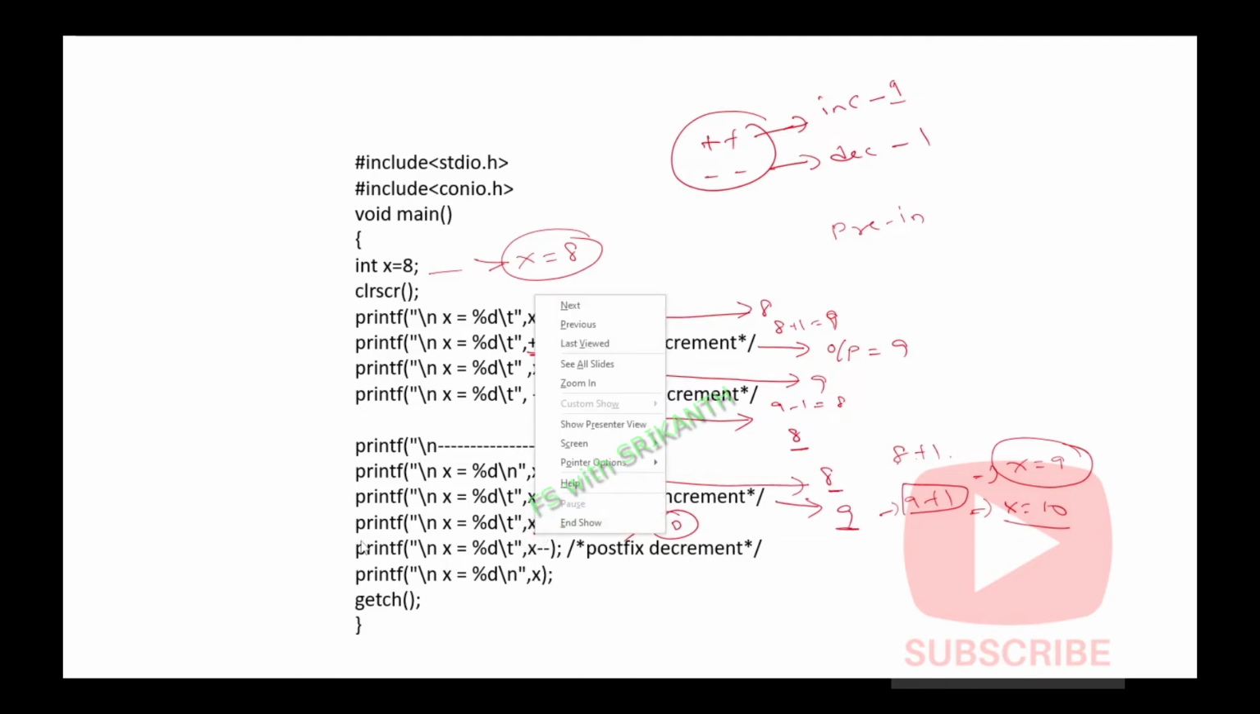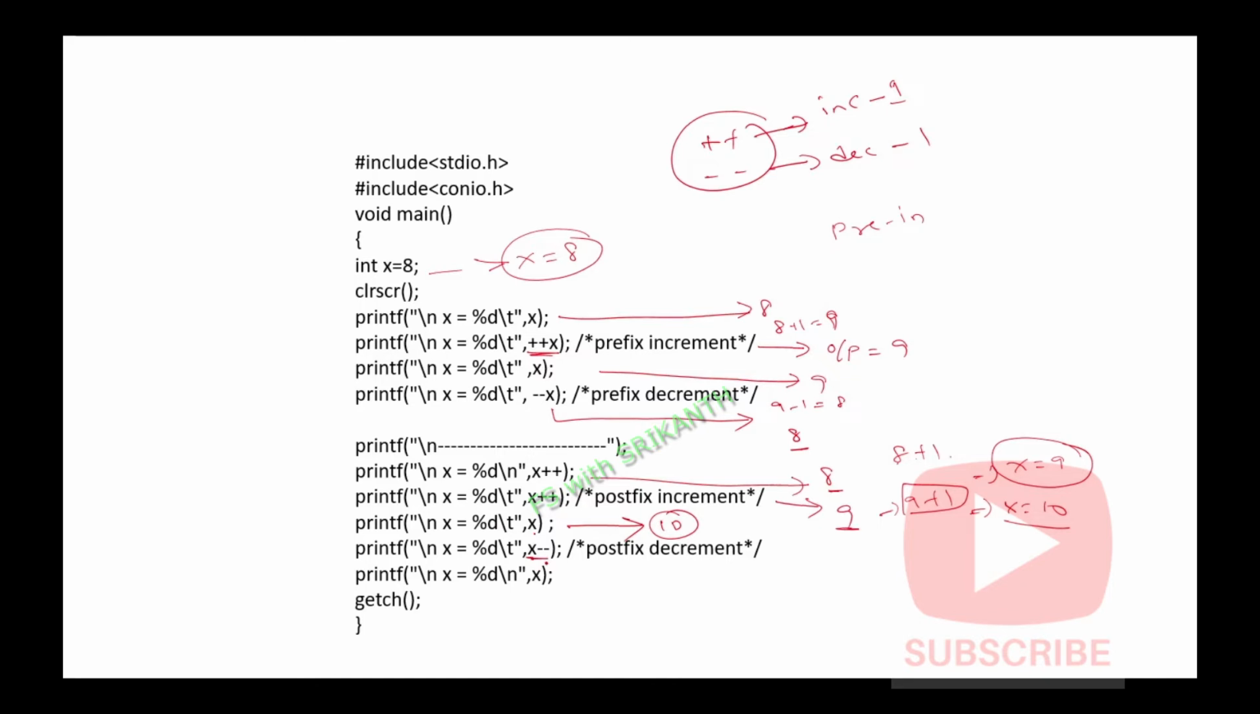So here in this statement, x prints 10. Next one, x-- is the postfix decrement, post decrement, right? So here first it prints the x value. What is the value of x right now? 10. It prints output is 10. After printing this one, it is going to decrease by 1, to 9. After printing the statement, it will go to 9. Right now the x value is 9.